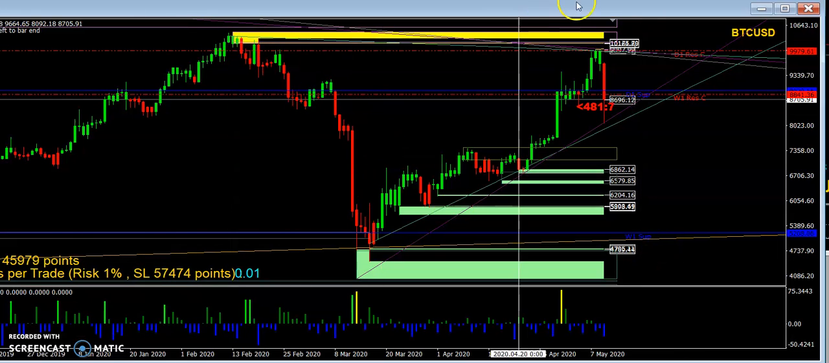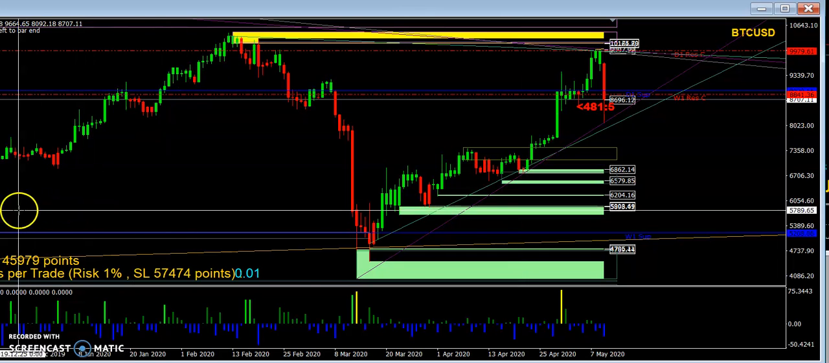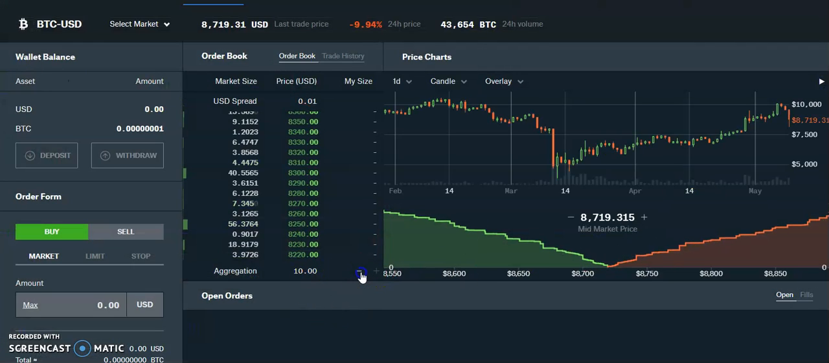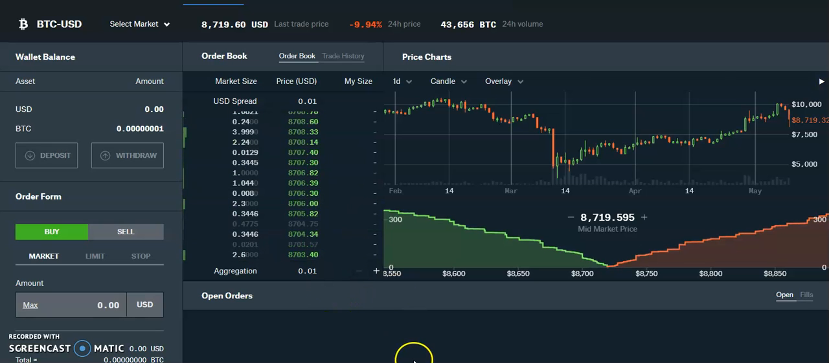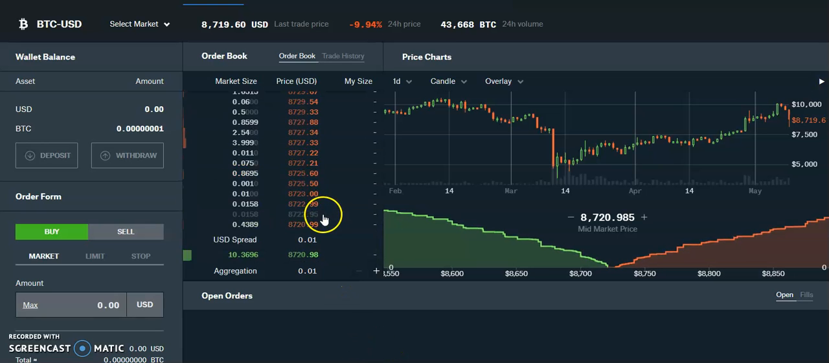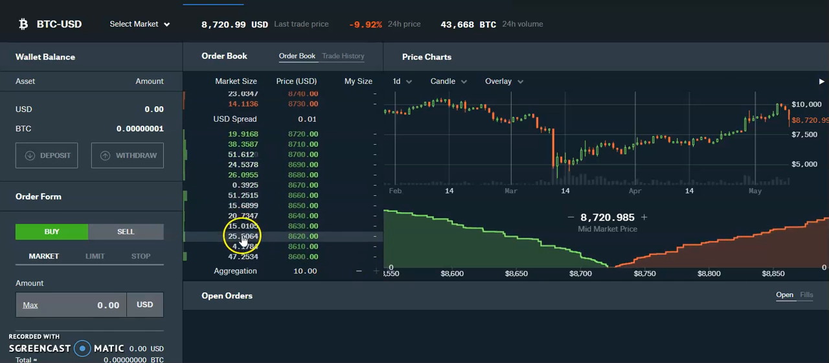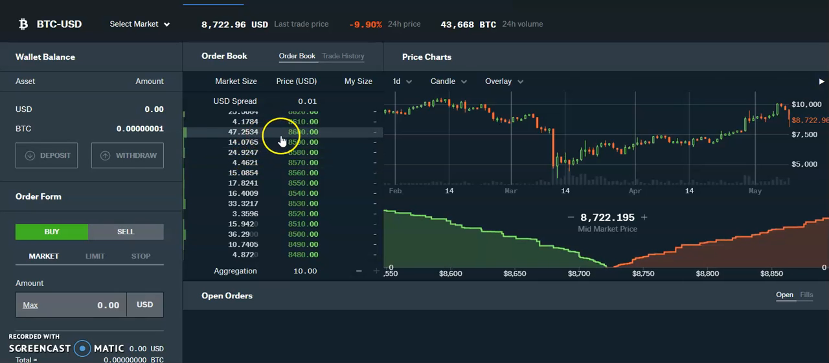So let's move on. I'm going to go to Coinbase real quick. Here's the Coinbase volume. You can see that there's a lot more volume going on here, tick volume, as it goes up and down. What I like to do is hit the aggregation button and max it out, go all the way to $10. So now it slows everything down a little bit, and we can look for areas of where support might be.